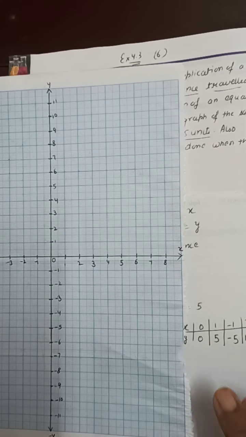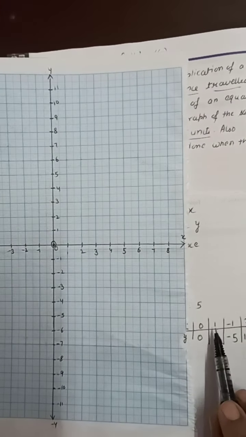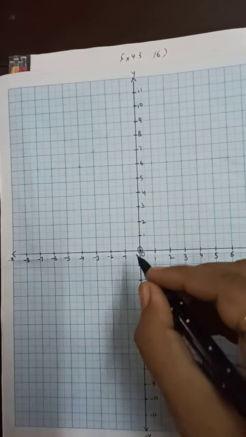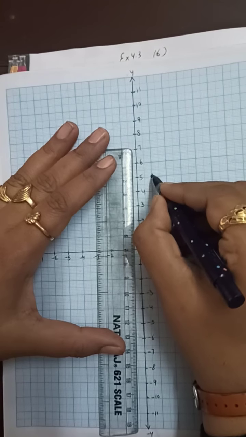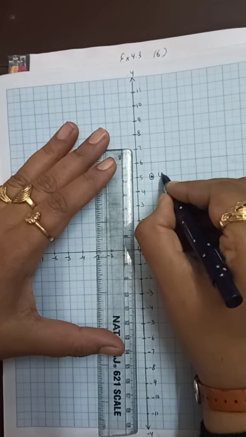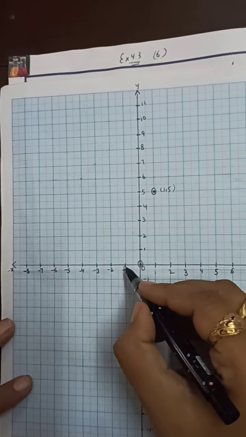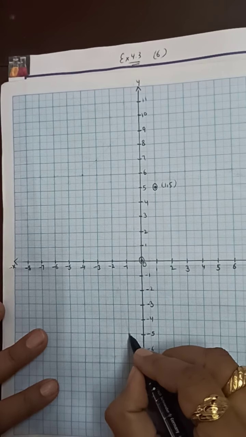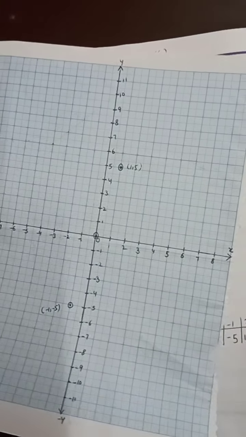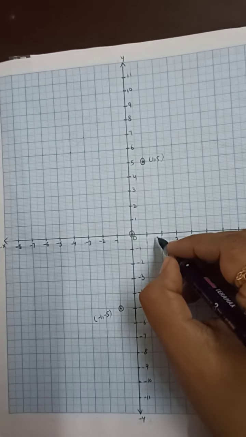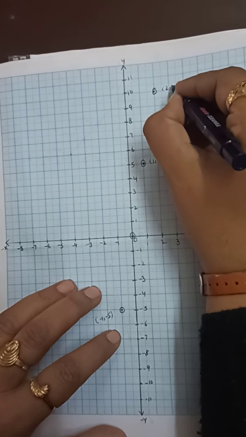So my first value is 0, 0. 0 is this point, origin we can say. So then 1, 5. Take the 1 here on the x-axis and 5 will be there. Put a dot and circle it and write the values 1, 5. After that minus 1, minus 5, minus 1, and this is minus 5. Put a dot, minus 5, and next is 2, 10. From 2 to 10, this point will be there, 2, 10.